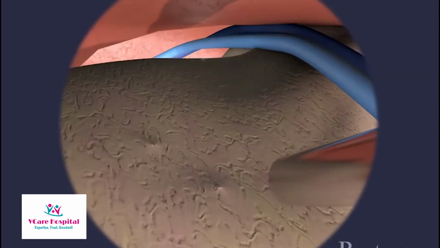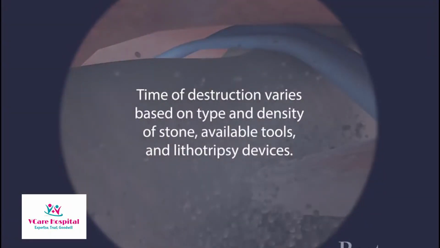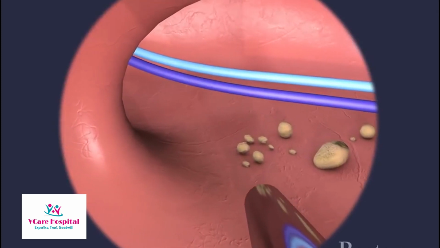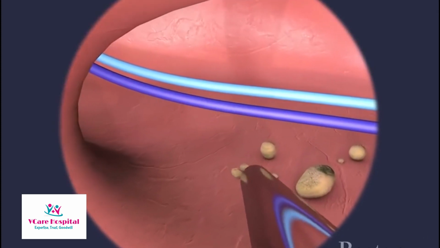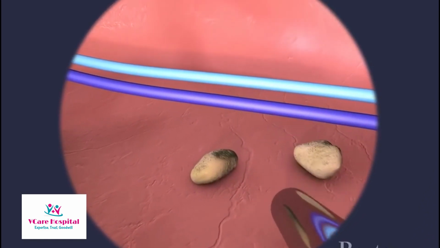Perform lithotripsy to break up the stone. The time of destruction varies based on the type and density of stone, available tools, and lithotripsy devices. Irrigate and remove smaller stones using the lithotripter probe. Remove the lithotripter.